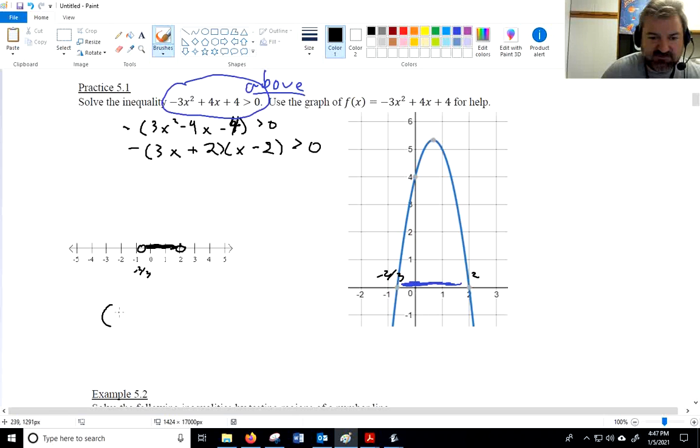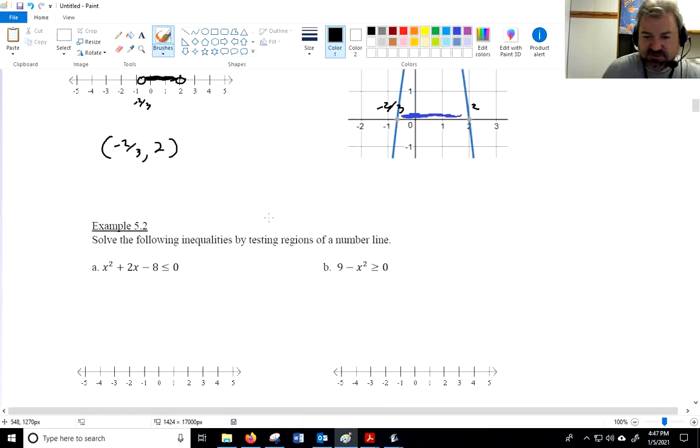We're going to be negative 2/3 to 2. And you'll notice I'm using open circles here because this is strictly greater than 0, not greater than or equal to. That could change. It just depends on the situation. So we'll get to that.